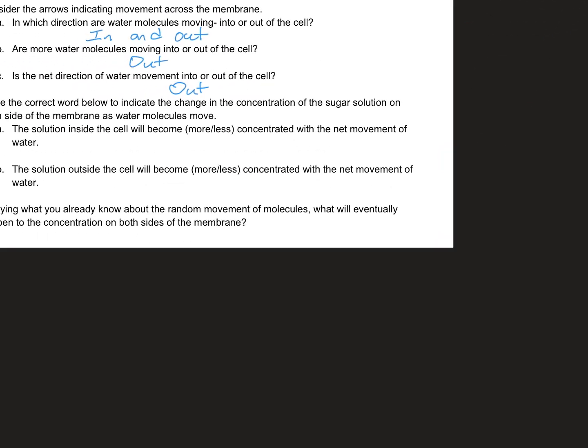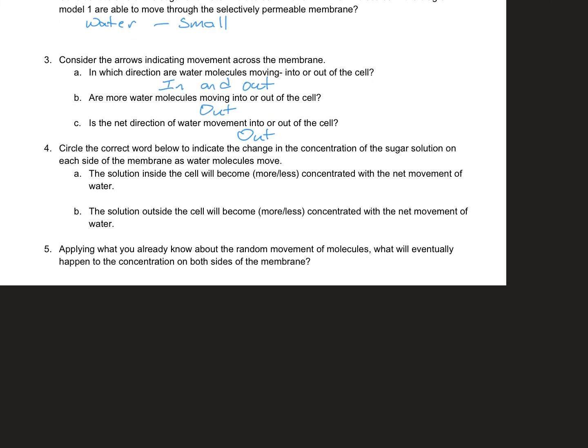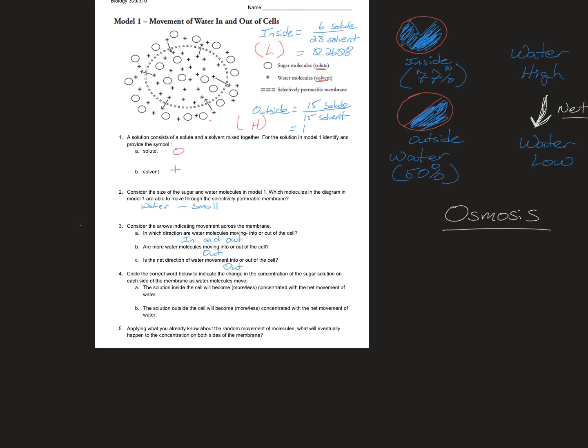So what happens is the solution inside the cell will become more or less concentrated. Well, as water leaves, the number of solutes don't leave, but you're losing more and more water. That means this number is getting smaller. This one stays the same, so this number gets bigger. So the concentration inside gets higher. And the solution outside will become, instead of higher, because that might be confusing, let's just use the word more concentrated. So more inside, and outside can become less concentrated.